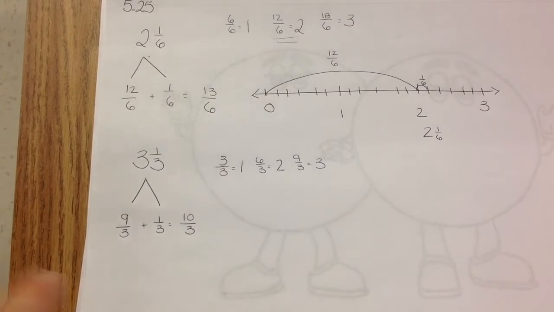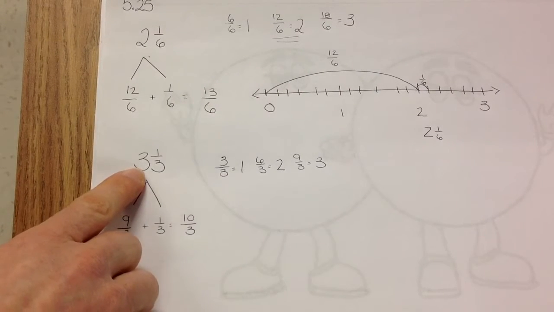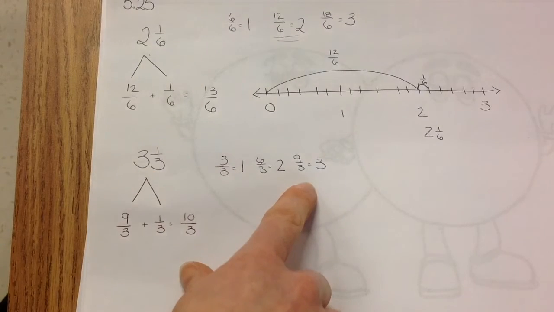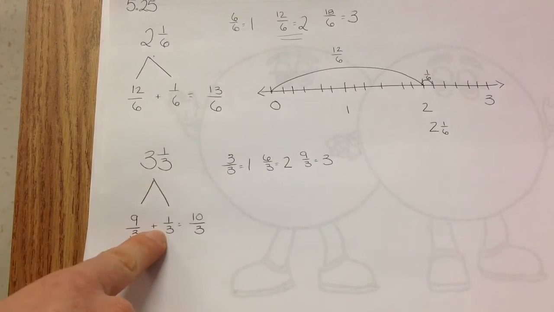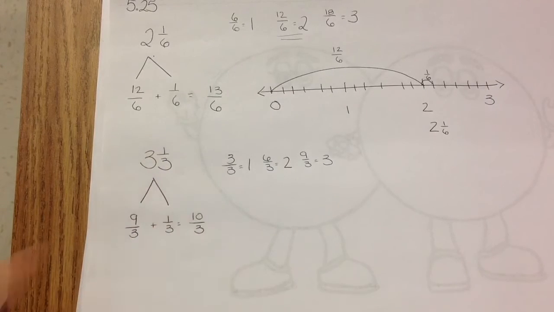This is what you should have gotten. 3 wholes, when I'm dealing with thirds, is the same as 9/3. So I brought that down for my 3, brought down my 1/3, and I ended up with 10/3.